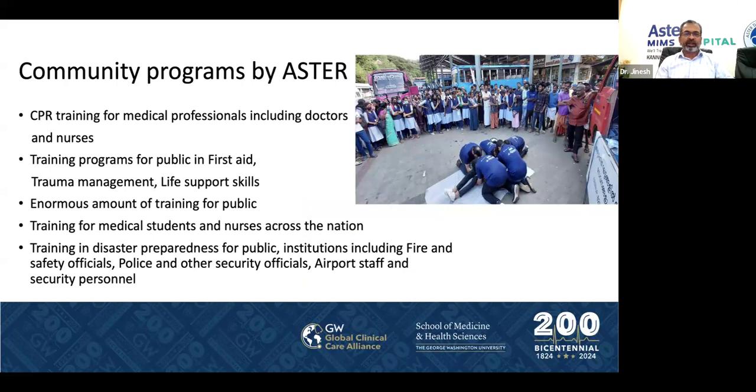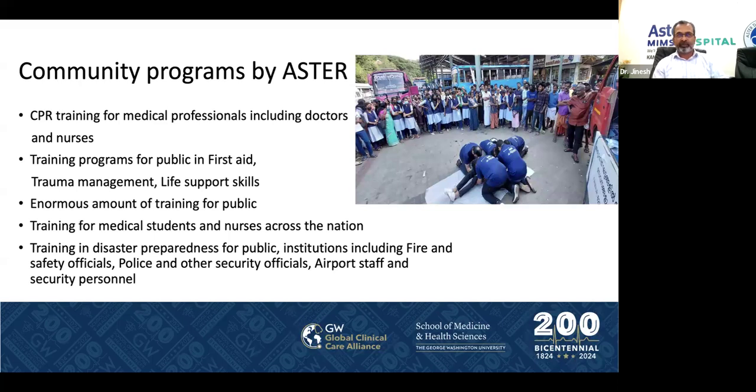So the programs that are taken up are the CPR training for medical professionals, including doctors and nurses. In-hospital training and out-of-hospital training happens on a daily basis. There are training programs for the public in first aid, trauma management, and life support. The picture that you see here is actually a part of a road show which happened throughout Kerala as a part of World Trauma Day.